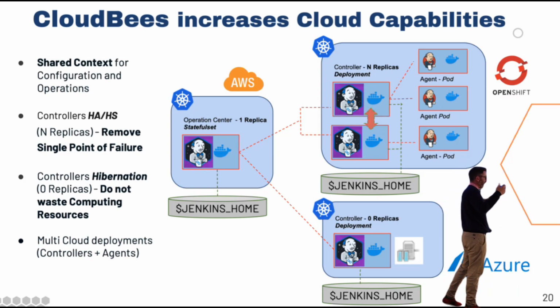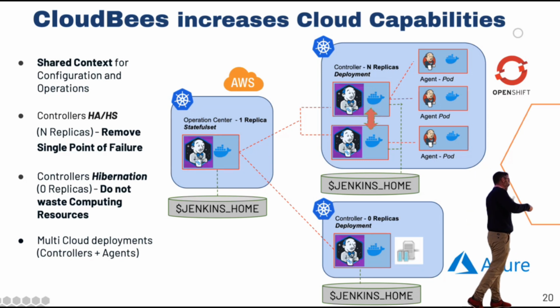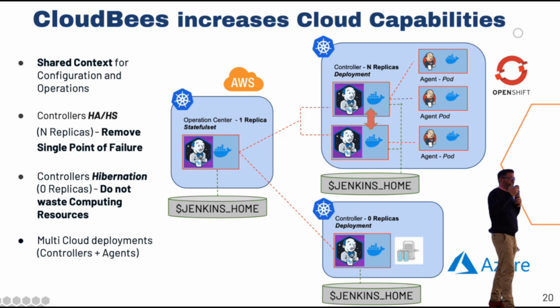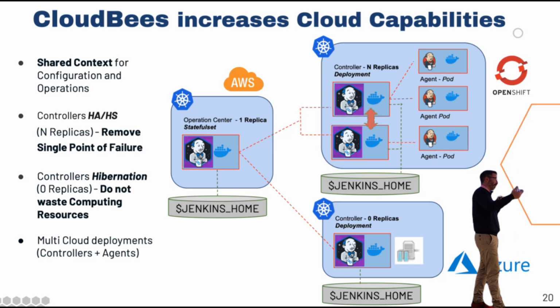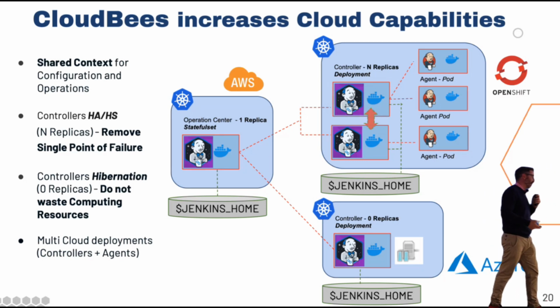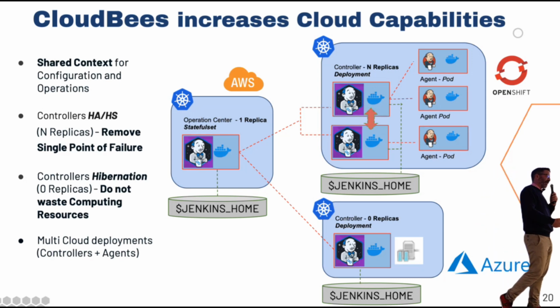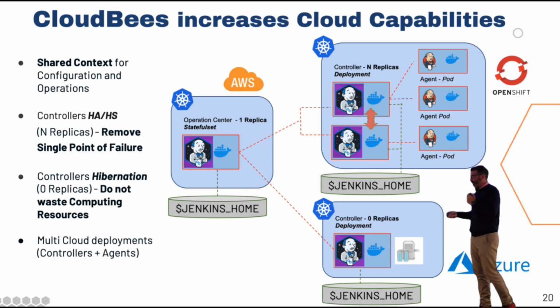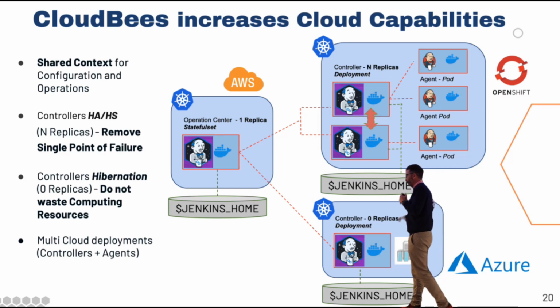Then we have the HA, the high availability and horizontal scaling features. Today you can have more than one replica of a controller running. This will eliminate the bottleneck of the single point of failure. If for some reason one replica goes down, there will be another replica that will take over all the orchestration of those jobs. We can have from 1 to n replicas, but we can also have 0 replicas on those controllers that are not doing any job. Then we will save cost. That's what the hibernation feature is about.